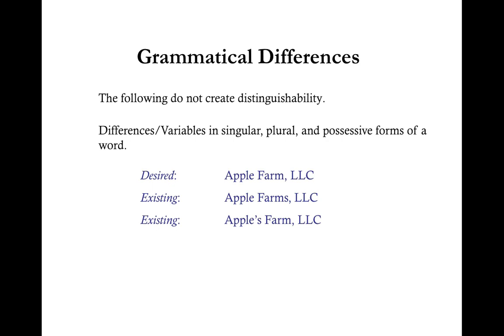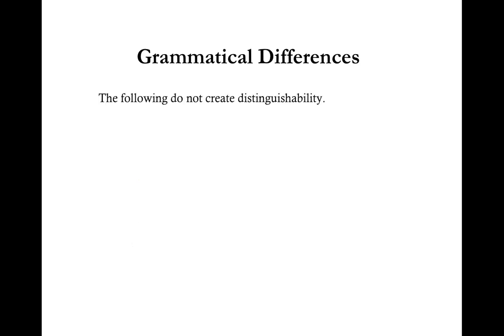Both of these names, although slightly different, are too similar, and therefore your desired LLC name would not be available for use. An example of an alternative name would be Bob's Apple Orchard LLC. The following do not create distinguishability: differences in articles, such as a, an, or the.